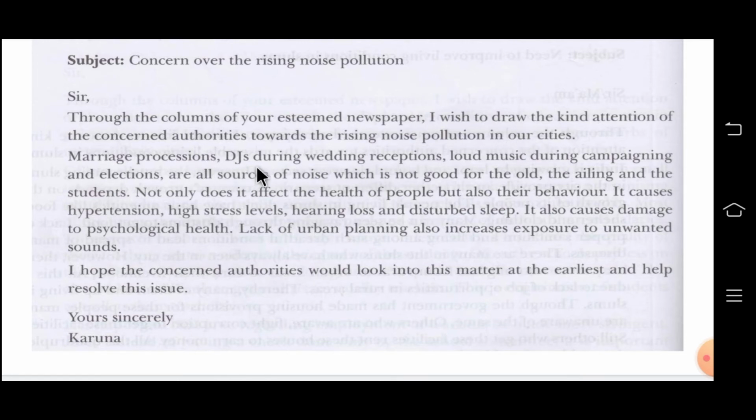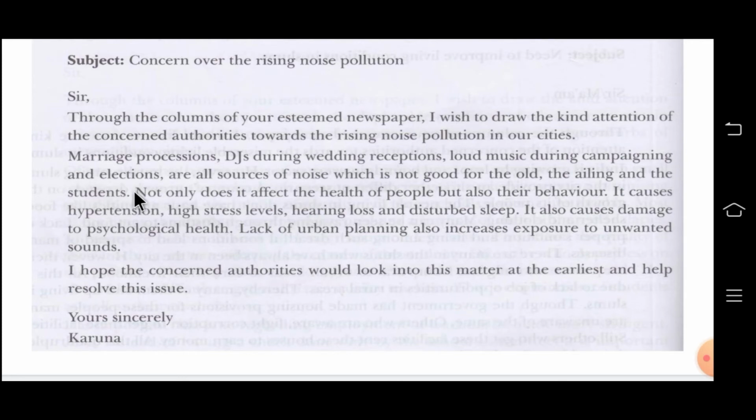Marriage processions, DJs, you have to read the question carefully, and at the time of writing you will get benefited. During wedding reception, loud music, during campaigning for the elections, all are sources of noise which is not good for the old, the ailing and the students. Not only these matters you will find in your questions.